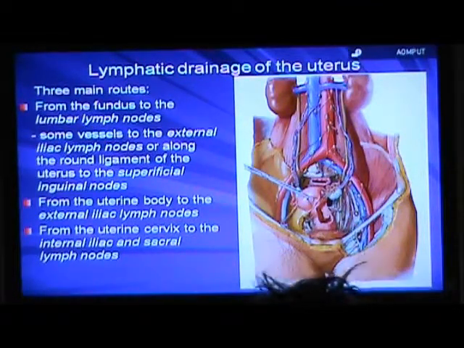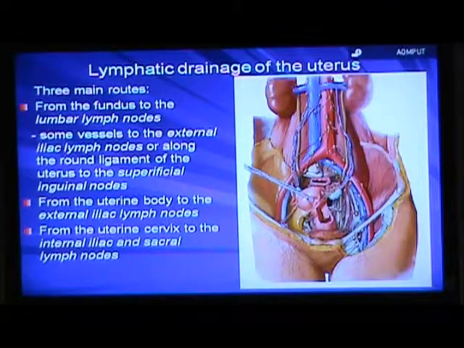Next pathway, it's from the uterine body to the external iliac lymph nodes, and from the uterine cervix to the internal iliac and the sacral lymph nodes. We can see it, the sacral lymph nodes and the internal iliac lymph nodes.